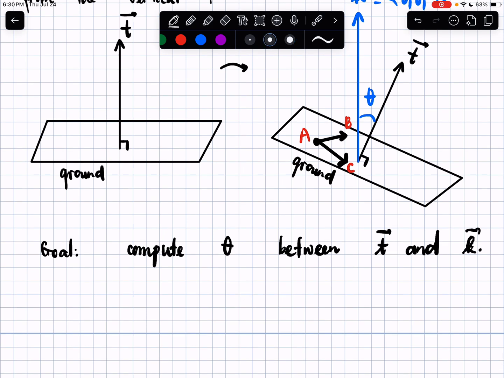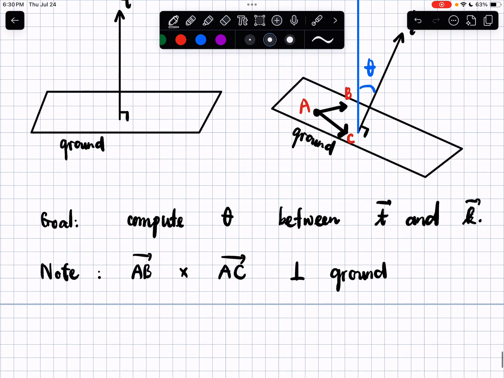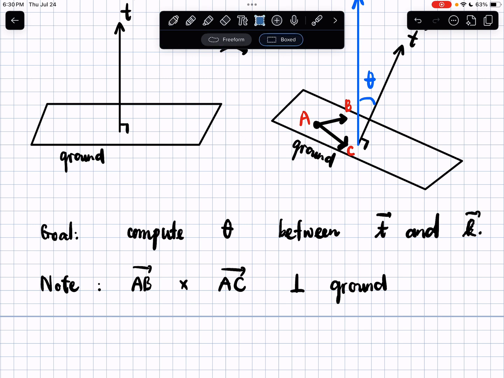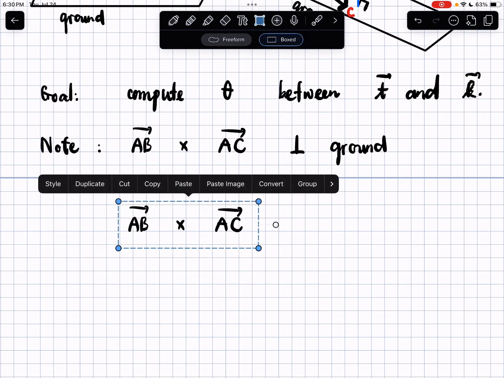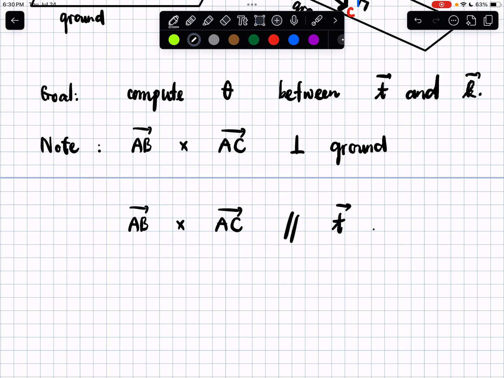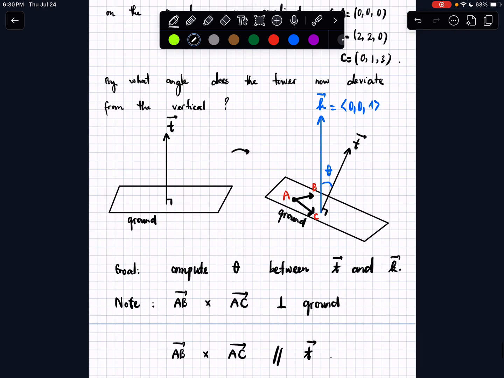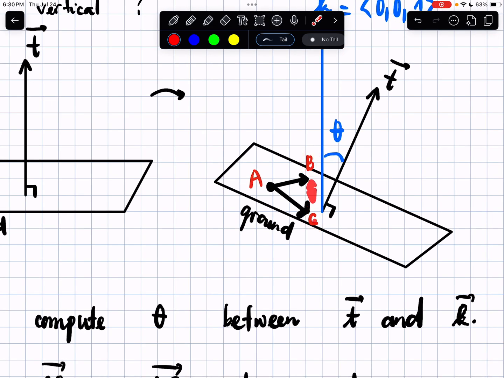Vector AB cross AC. Note that vector AB cross AC is perpendicular to both AB and AC, so it is perpendicular to the ground. So it has the same direction as T, it is parallel to vector T, the vector tower. But we don't know whether B is really here or C is here, or maybe B here, C there. So depending on the position of B and C, the vector AB cross AC might be pointing up there or pointing down. We do not know from this picture.